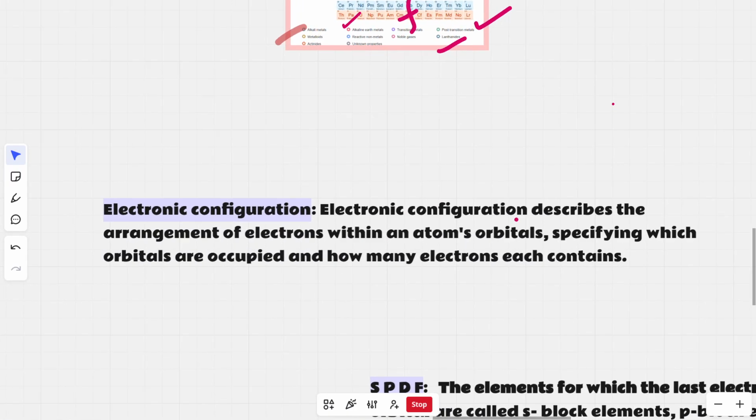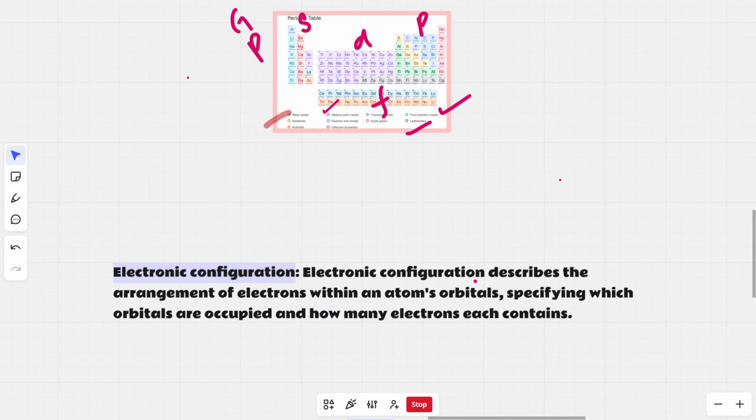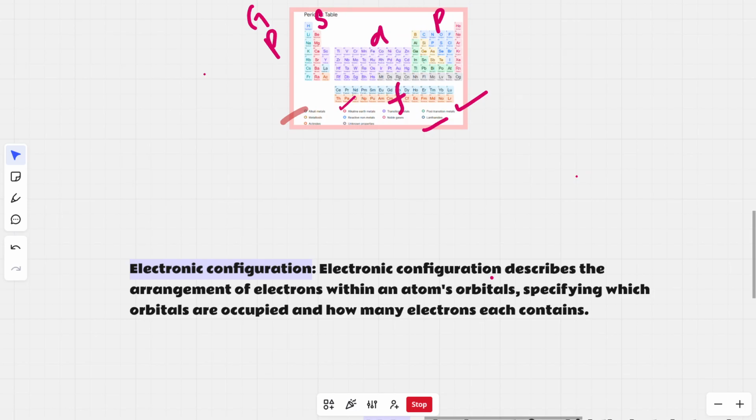What is basically an electronic configuration? And why have I given a periodic table over here? Electronic configuration describes the arrangement of electrons within an atom's orbitals, specifying which orbitals are occupied and how many electrons each contains.